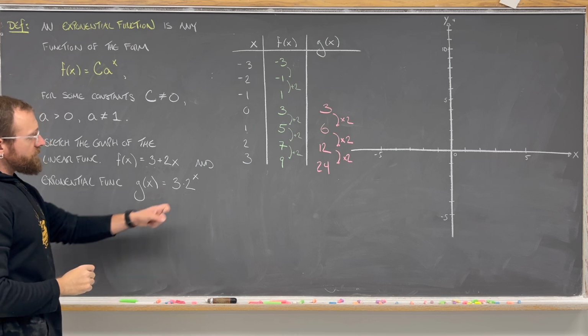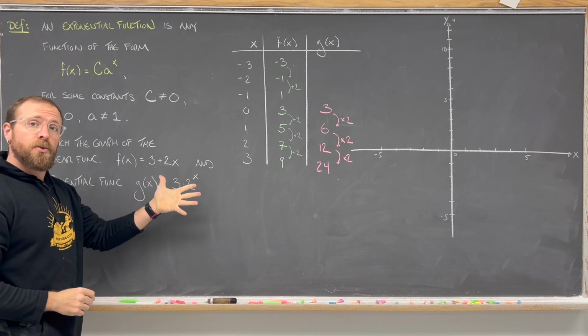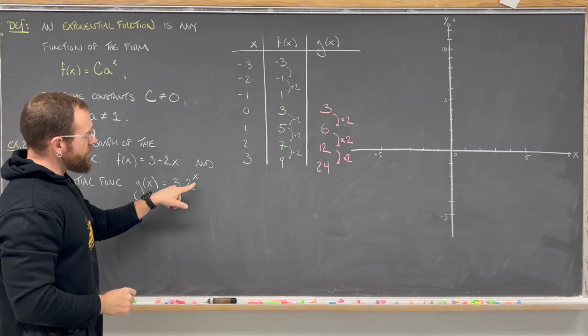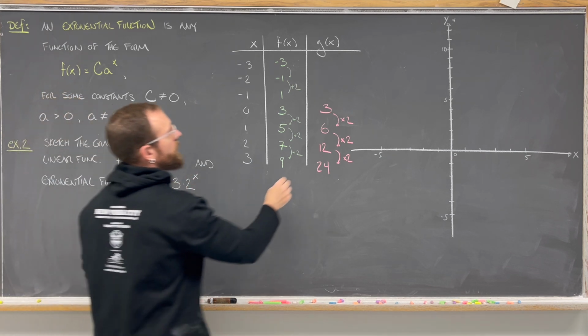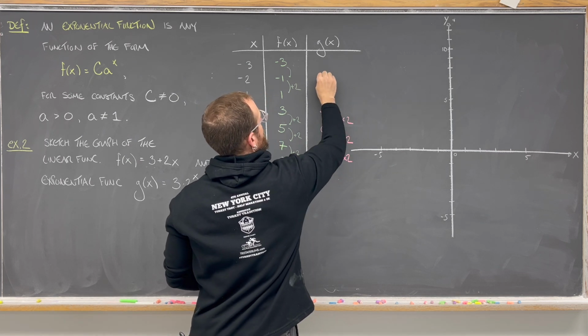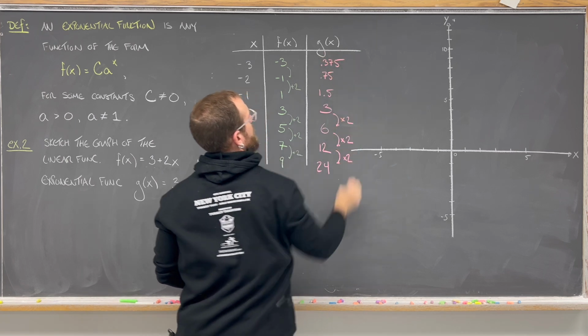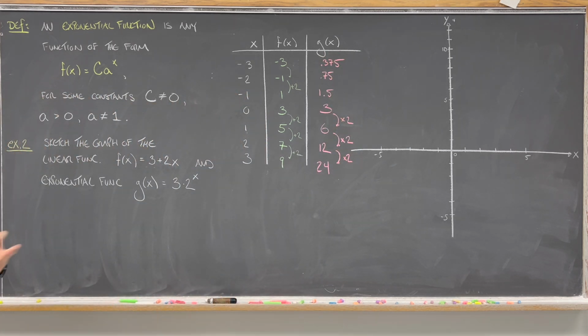Okay? And if you start letting x be negative numbers, then you're really multiplying by 1 over 2 to those numbers. So 2 to the -1 is 1/2. 3 times 1/2 is 1.5. I'll use decimals. Half of that is 0.75, and half of that is 0.375. Okay? So this is what the functions do.